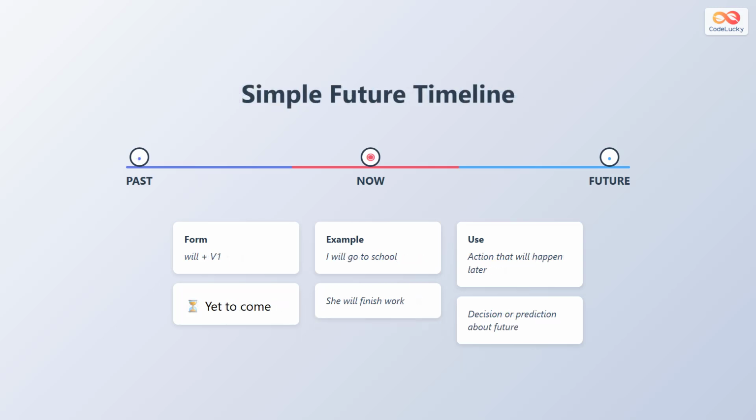The simple future tense describes an action that will happen later, in the future. We form it with will plus the base verb in its first form. For example, I will go to school, or she will finish work. The simple future is used for predictions about what will happen, decisions that are made at the moment of speaking, or promises about future actions.